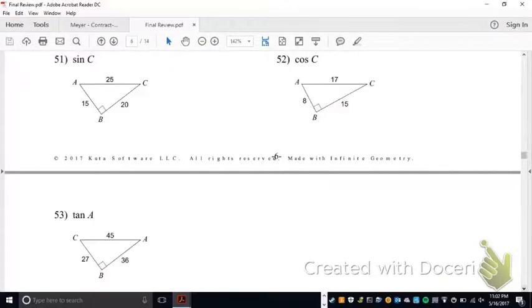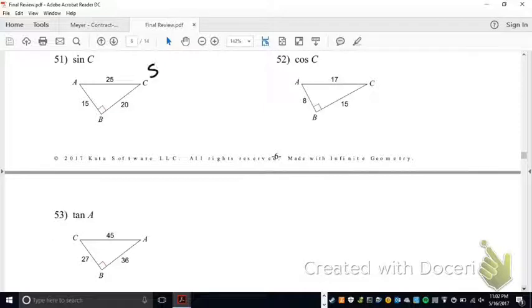Okay, so that brings us to 51. So 51, 52, and 53, we're looking at sine, cosine, and tangent. So we know that these relationships occur in a right triangle. Sine is always opposite over hypotenuse, cosine is adjacent over hypotenuse, and tangent is opposite over adjacent.